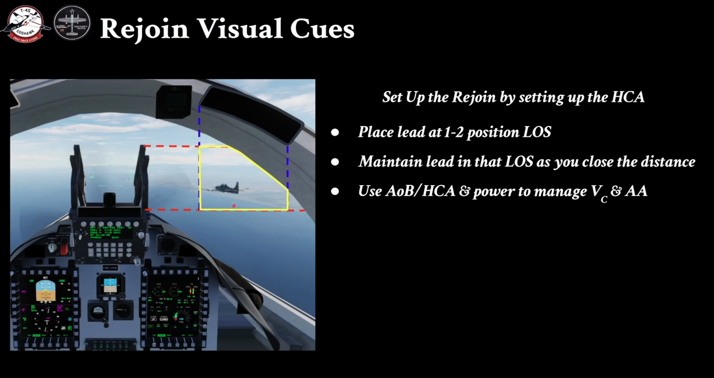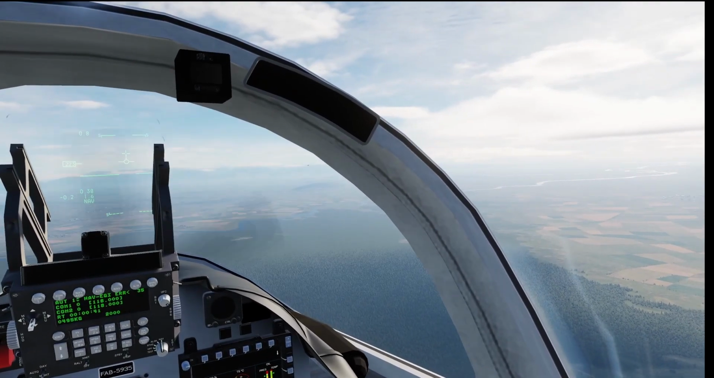That's when you start transitioning. You start transitioning from here to a little bit more aft line of sight. Remember, we're going to hear that. So you're going to put him from the 1 o'clock to almost a 2 or 2:30 position. Let's take a look at this example here of how to run a rejoin.